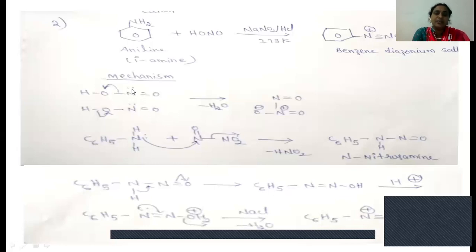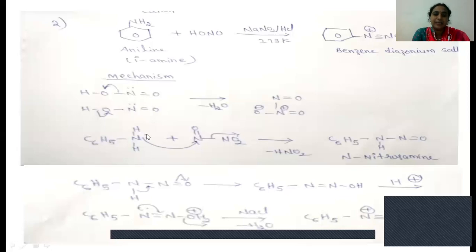So in the first step, 2 moles of nitrous acid react. From here OH minus and from here H plus are eliminated as a water molecule. By the nitrogen donating its lone pair of electrons to this nitrogen, this compound forms.